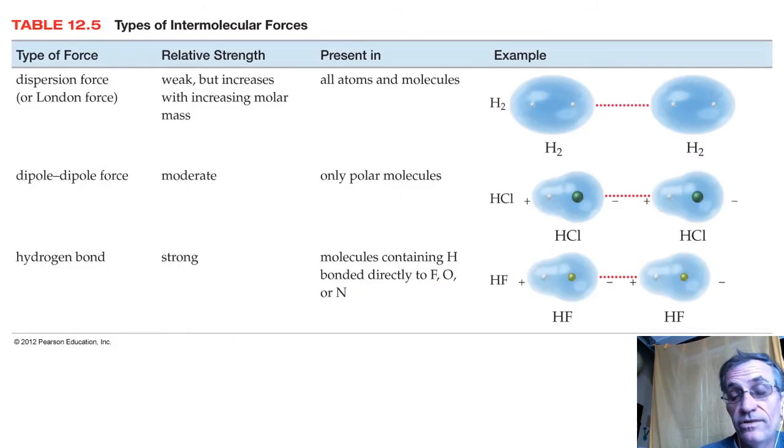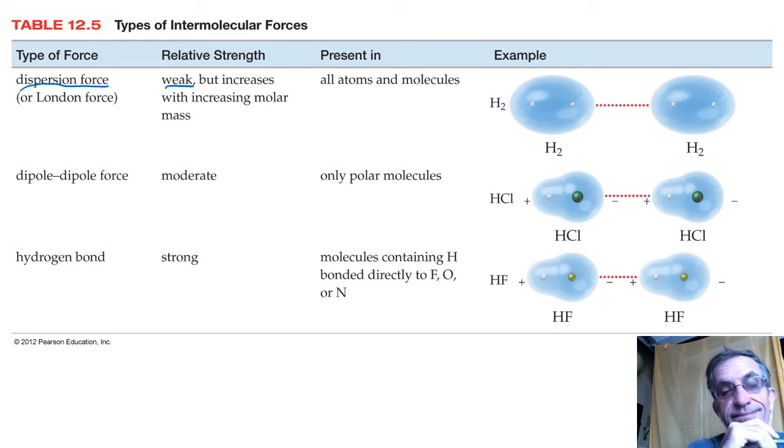Okay, so this chart goes over these three types of intermolecular forces. Now, I should say it lists them in a little bit different order. I went through them in the order that I hoped made the most sense, but this lists them by strength. So the weakest kind of intermolecular force are called dispersion forces. You might also hear them called London forces. That's another word for dispersion forces.